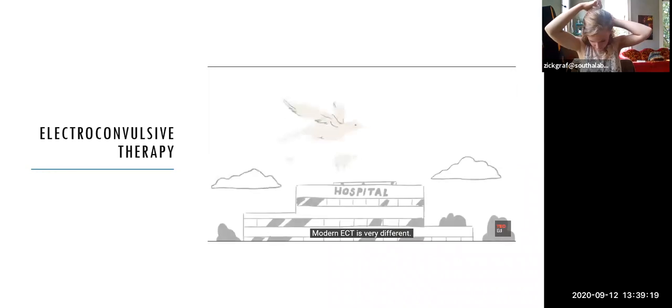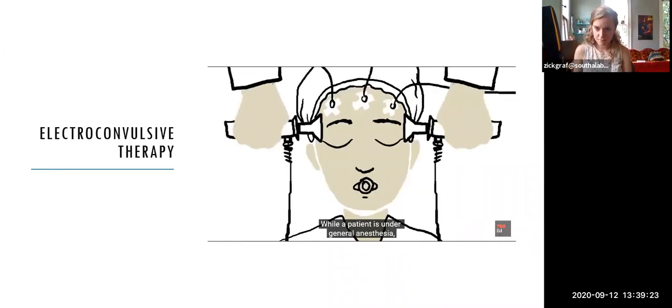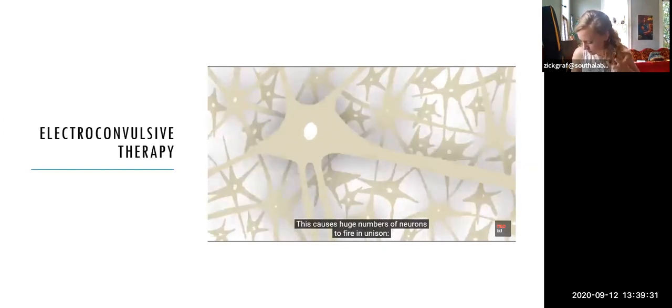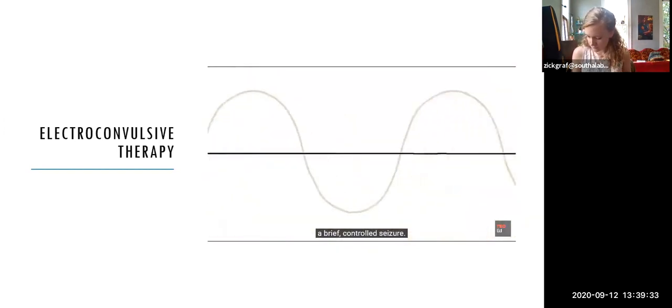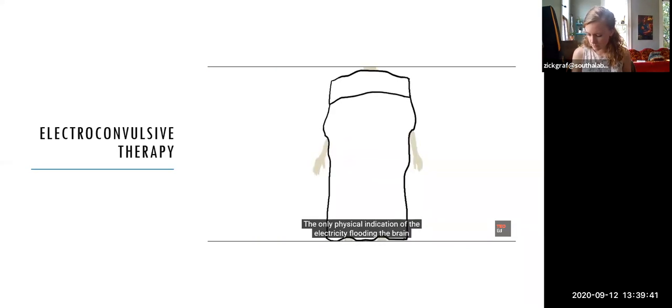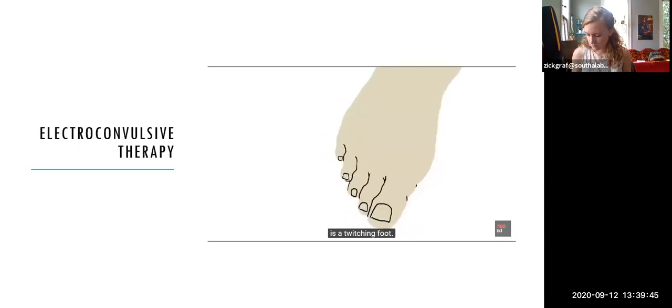Modern ECT is very different. While a patient is under general anesthesia, electrodes deliver a series of mild electrical pulses to the brain. This causes huge numbers of neurons to fire in unison, a brief, controlled seizure. A muscle relaxant keeps spasms from spreading to the rest of the body. The only physical indication of the electricity flooding the brain is a twitching foot.